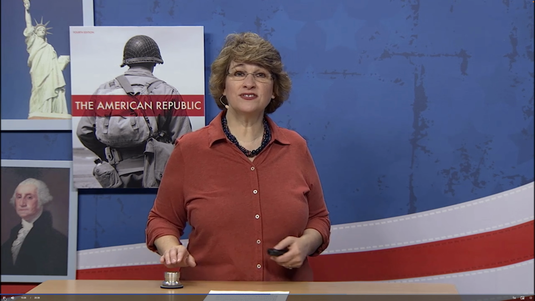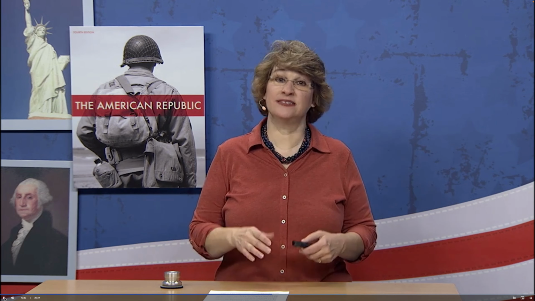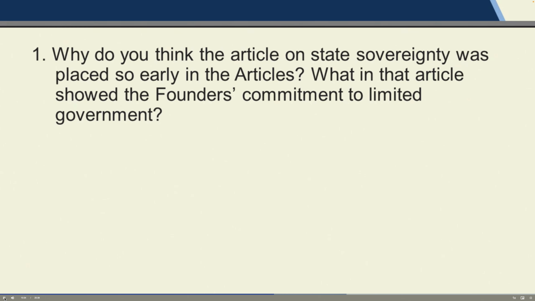So let's go over some of the questions on page 48 that deal with the primary document, the Articles of the Confederation. The first question is really important to understand the articles. Why do you think the article on state sovereignty, which was Article 2, was placed so early in the articles? What in that article showed the founders' commitment to limited government?